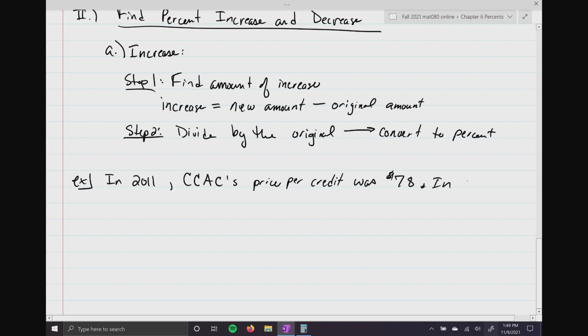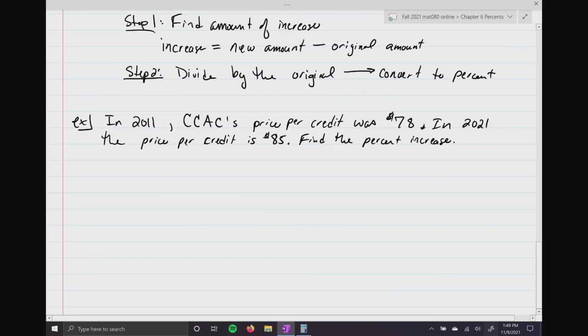In 2021, the price per credit is $85. Find the percent increase. Okay? So when you think about this, the first thing we want to do is just find how much it's increased by. So our increase, so I guess this is step 1.